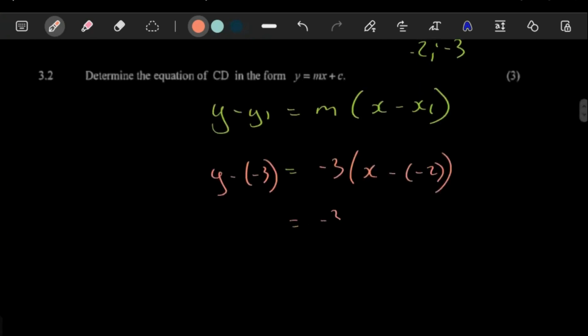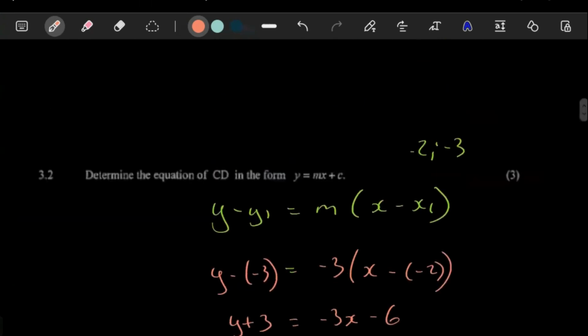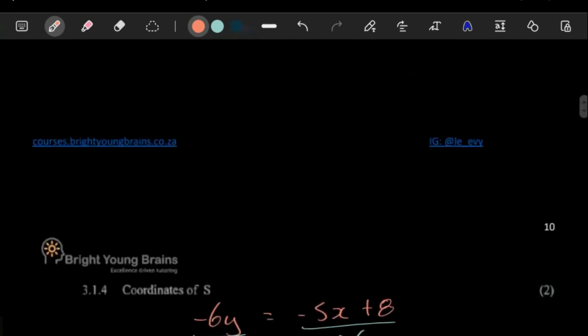So here you have negative 3x. This is going to be a plus, so a plus 2 times a negative 3 is going to give you a negative 6. And it's y plus 3. Negative 3x minus 6 is y plus 3. And then you have y here, right? Negative 3x, negative 6 minus 3 is going to give you negative 9. Kind of makes sense because this line seems like it's going down there. So it's kind of accurate for us to be getting the answer negative 9 there.